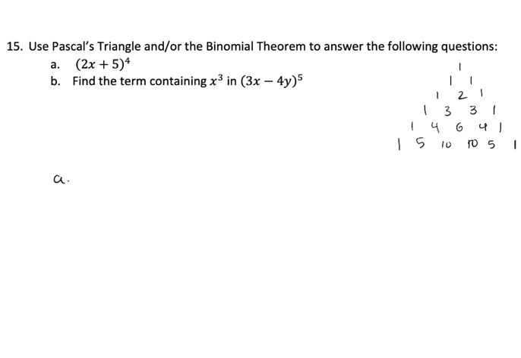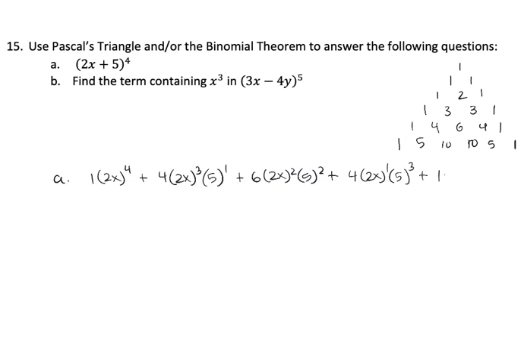So starting with a 1, 2x is going to be raised to the 4th power, 5 is raised to the 0 power. The next term is going to have a coefficient of 4 with 2x to the 3rd power and 5 to the 1st power. And then 2x squared and 5 squared, 2x to the 1st power, 5 to the 3rd power, followed by 5 to the 4th power.